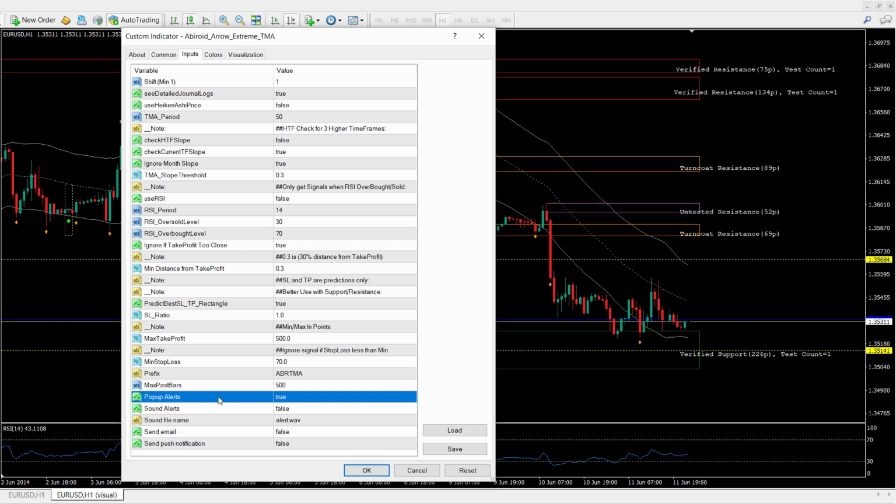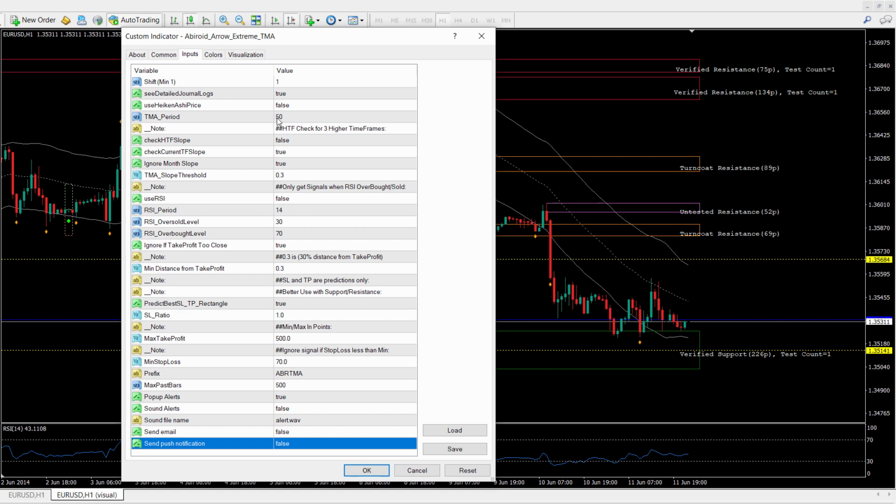By default the pop-up alerts are true. So as soon as you get a buy or a sell arrow, this red or green arrow, you will get a pop-up. And if you want an email or a push notification, then you can also set these to true. So yeah, that's pretty much it for all the settings.